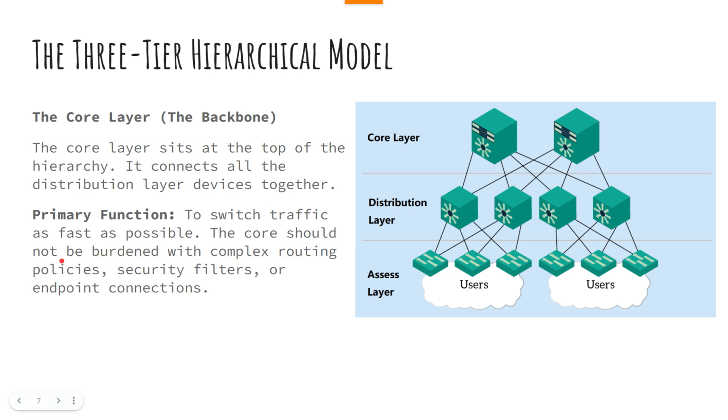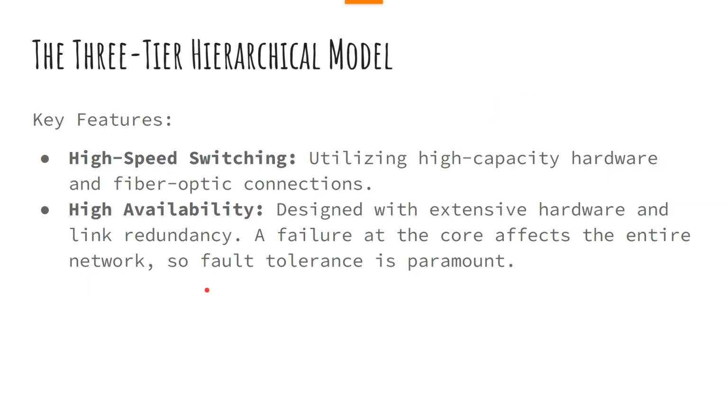The core should not be burdened with complex routing policies, security filters, or endpoint connections. So you don't want too many security policies. Security is basically a role of the distribution layer and not of the core layer. So what are the features of the core layer? High speed switching. It should be able to do very high speed switching.